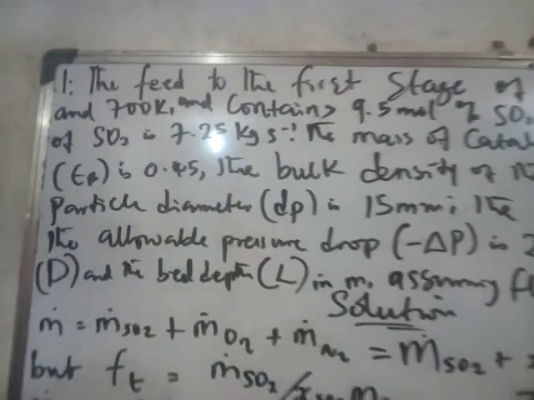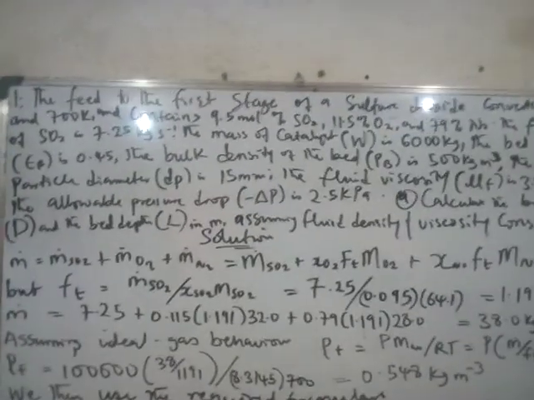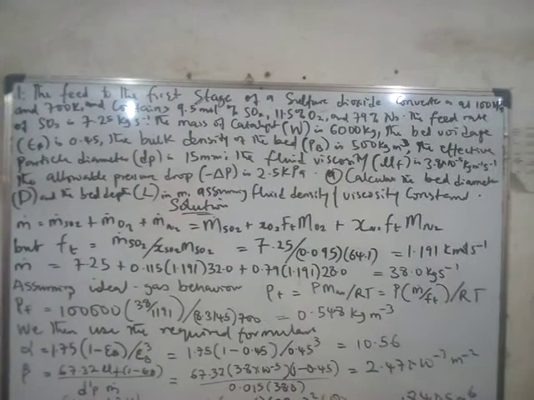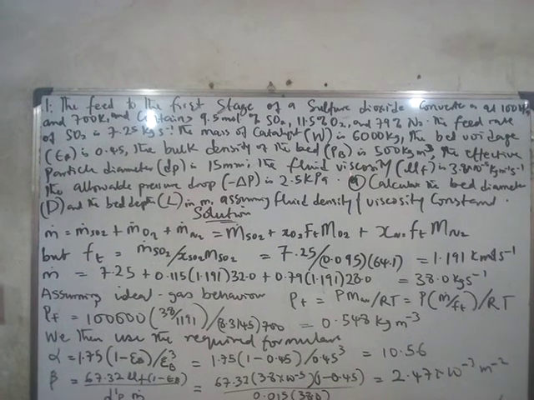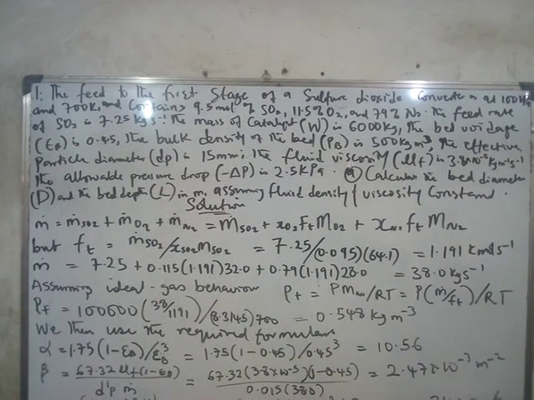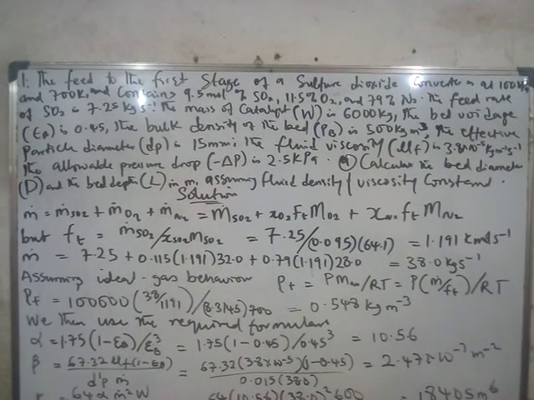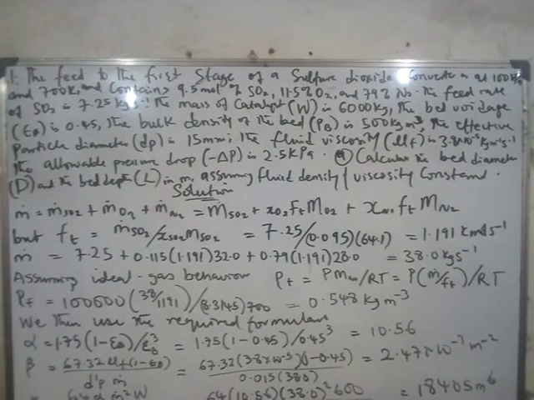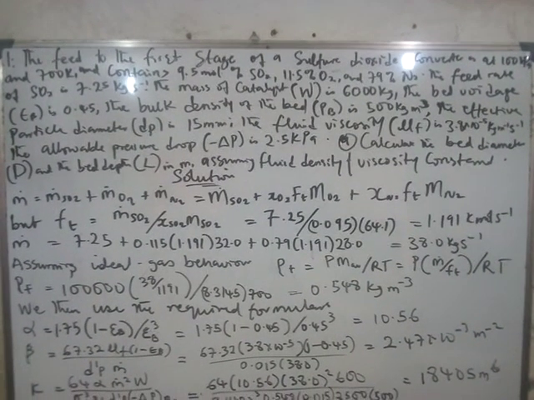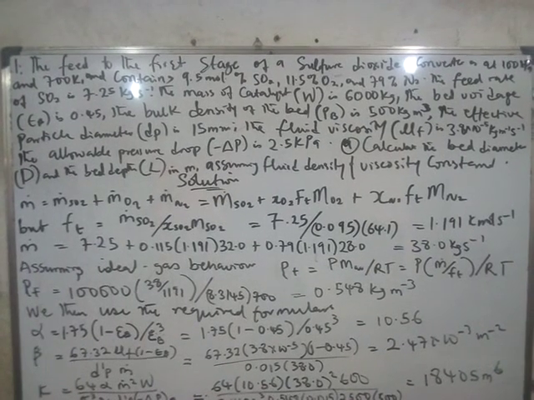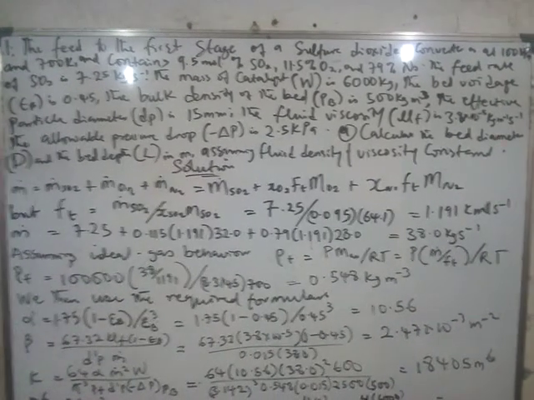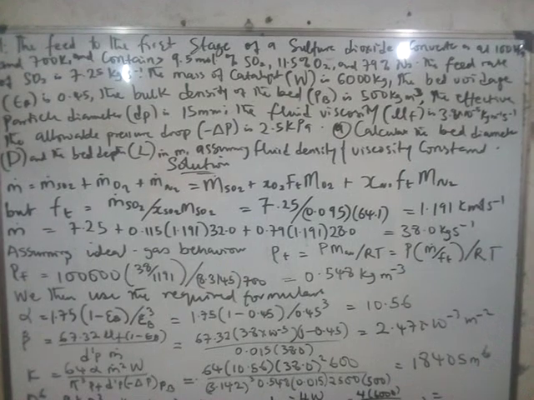Now, this is the question, question 1 in the exercise. The feed to the first stage of a sulfur dioxide converter at 100 kilopascal and 700 Kelvin contains 9.5 mole percent SO2, 11.5 mole percent O2, and 79% N2. The feed rate of SO2 is 7.5 kilograms per second.